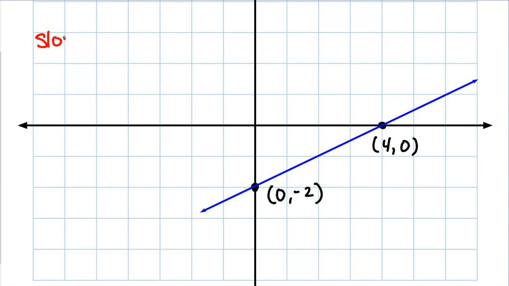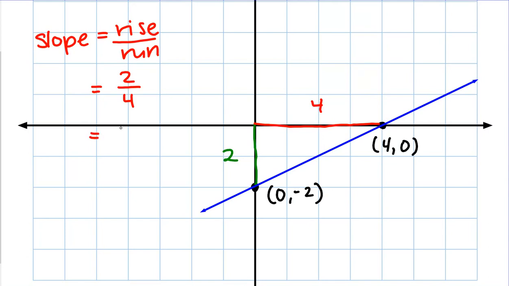So again, we write slope, rise over run. Now we're going to be rising 1, 2 places, and we're going to be running 1, 2, 3, 4 places. So we substitute in our formula here. Our rise is 2, our run is 4, and in simplest terms, we have 1/2. So that's the slope of this line.